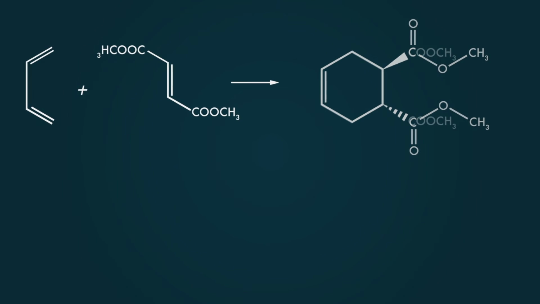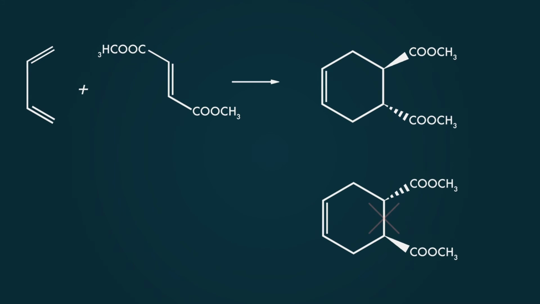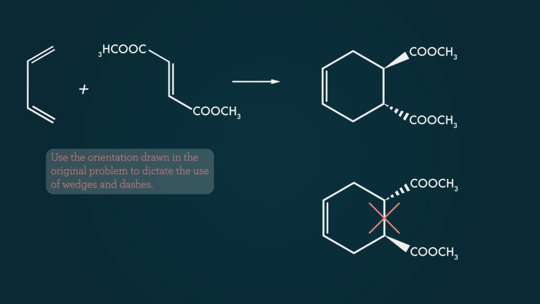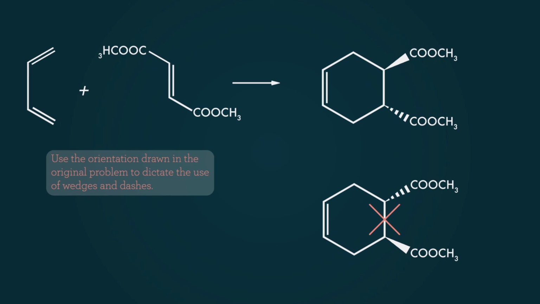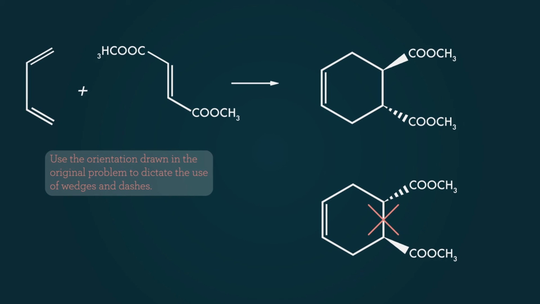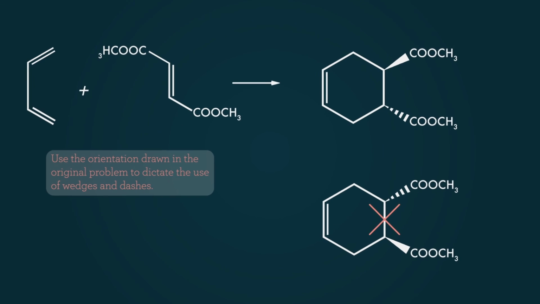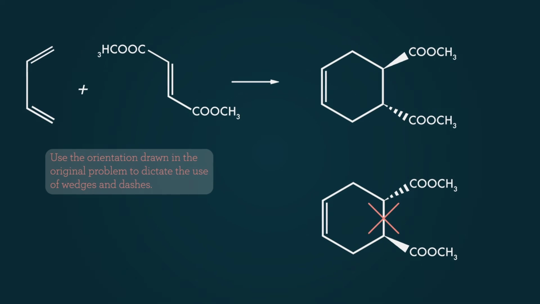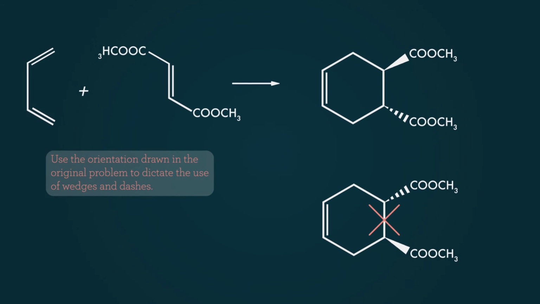Simplifying the representation of the final product, we can get the following. Note how which substituent has a dash and which substituent has a wedge matters here. Recall how the ester pointed toward the diene had to bend up and out of the way, while the ester pointed away from the diene had to bend down and out of the way. The product should illustrate both the geometry and orientation illustrated in the reactants.